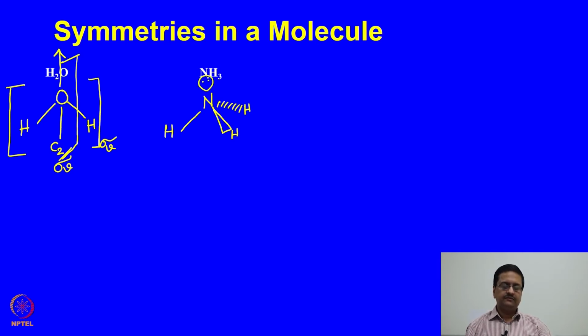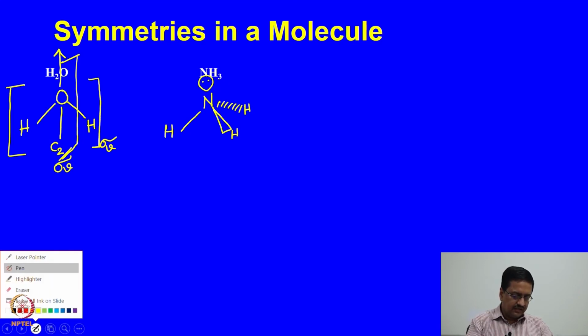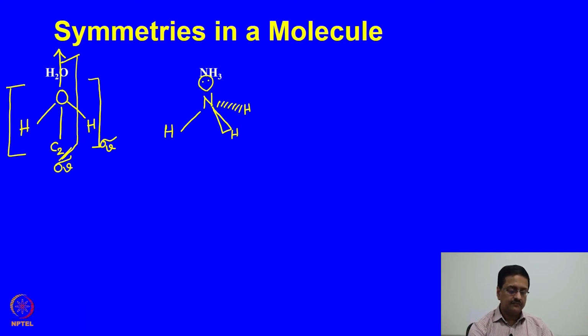So, this molecule, if you look at it very carefully, I will use a different color so that you can understand the presence of the axis. This vertical line which I am drawing is a C3 axis. That means, if you rotate the molecule about this axis by 120 degrees, then the hydrogen atoms would interchange their positions. So, that ensures the presence of a C3 axis.